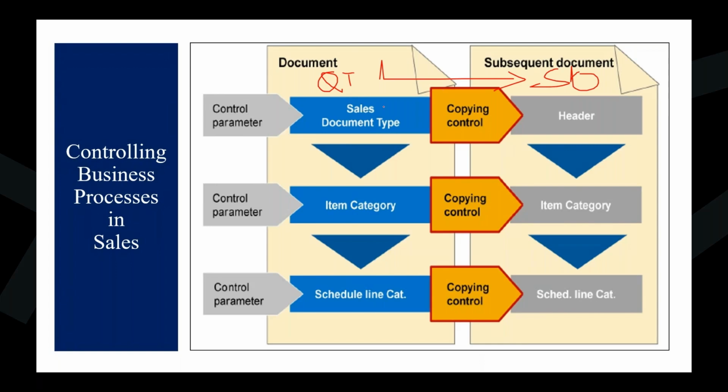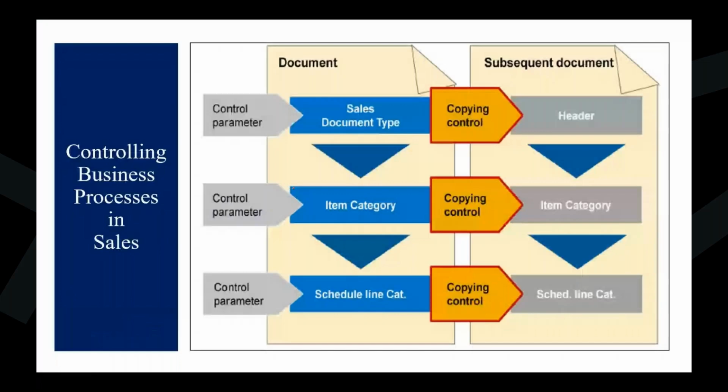So to copy the data from the quotation to the sales order, you need to make the relevant settings in the sales document type, item category, and schedule line category, so that the data will get copied to the subsequent documents. This is called copy control. That copy control we will discuss in a separate session. Today we are concentrating on the sales document type and its functions, how it is used, and how it controls things if you make certain settings. So today our concentration is on the sales document type.